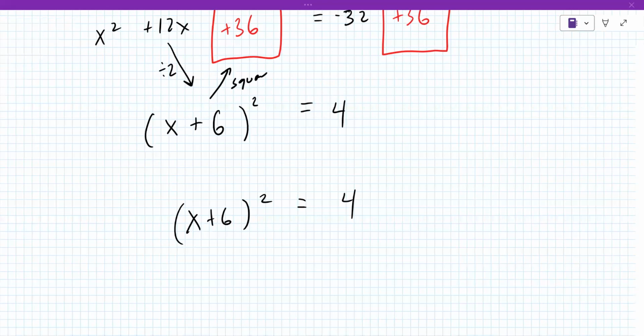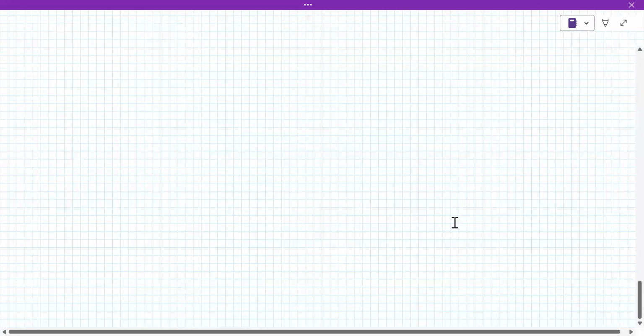X equals -4, x equals -8. Those are correct. Good. Nice. All right, so here's another style of problem that you might see.